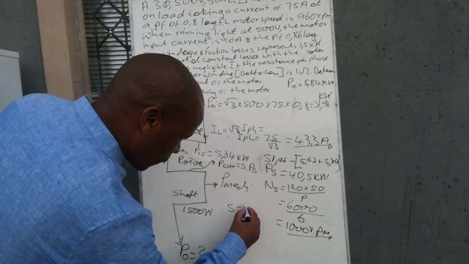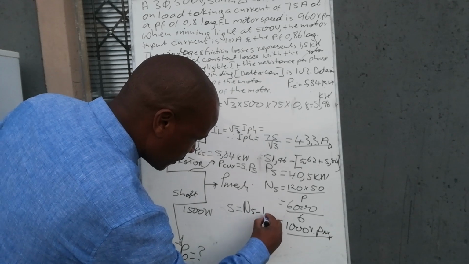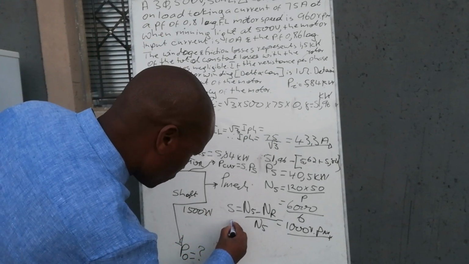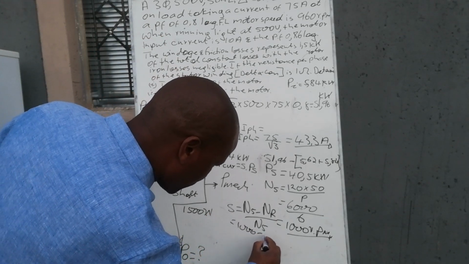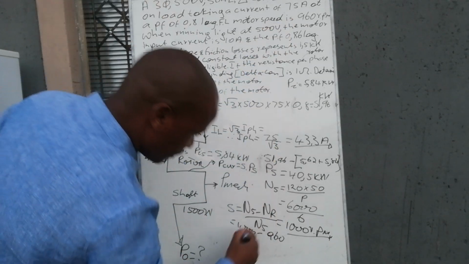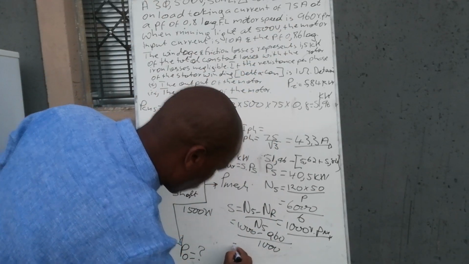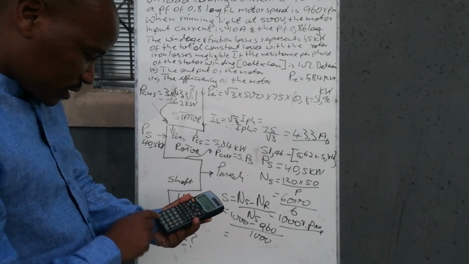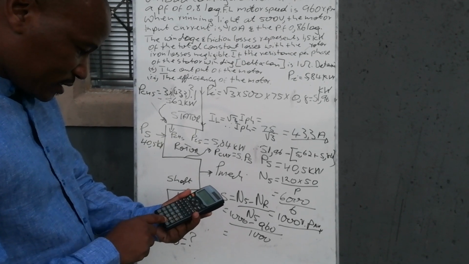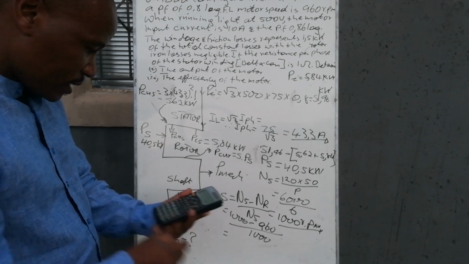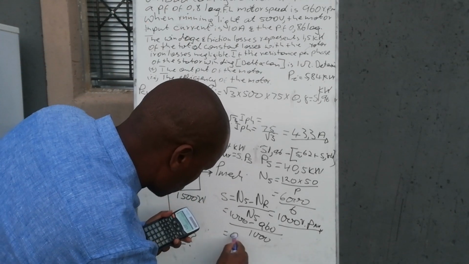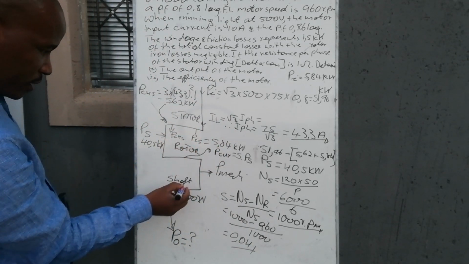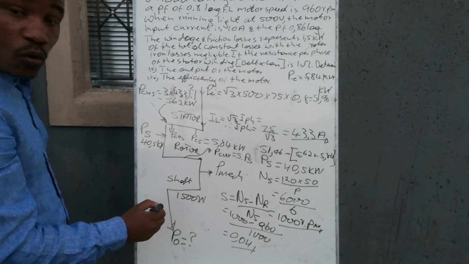Now, the slip. The slip is equal to the synchronous speed minus the rotor speed over the synchronous speed. It's equal to 1,000 minus 960 over 1,000, and it's 0.04. The slip there is 0.04.